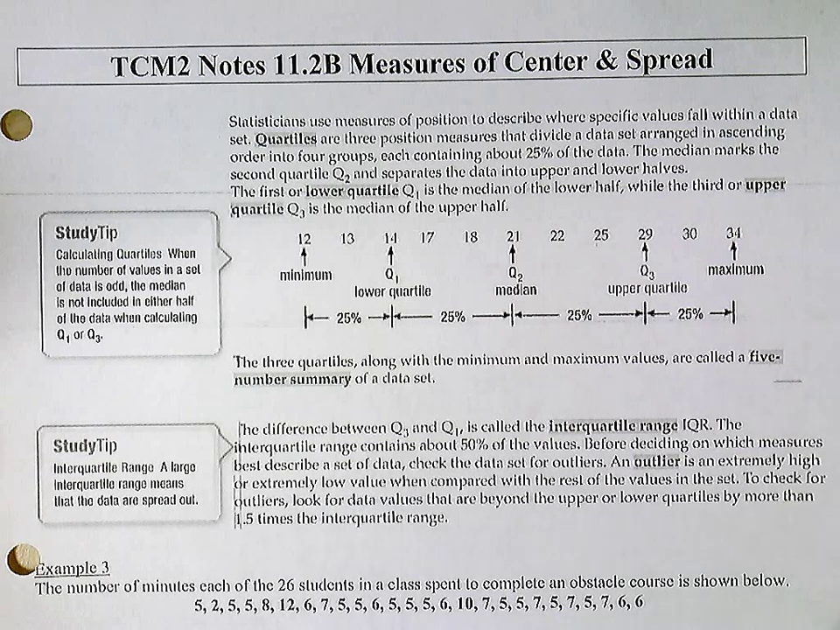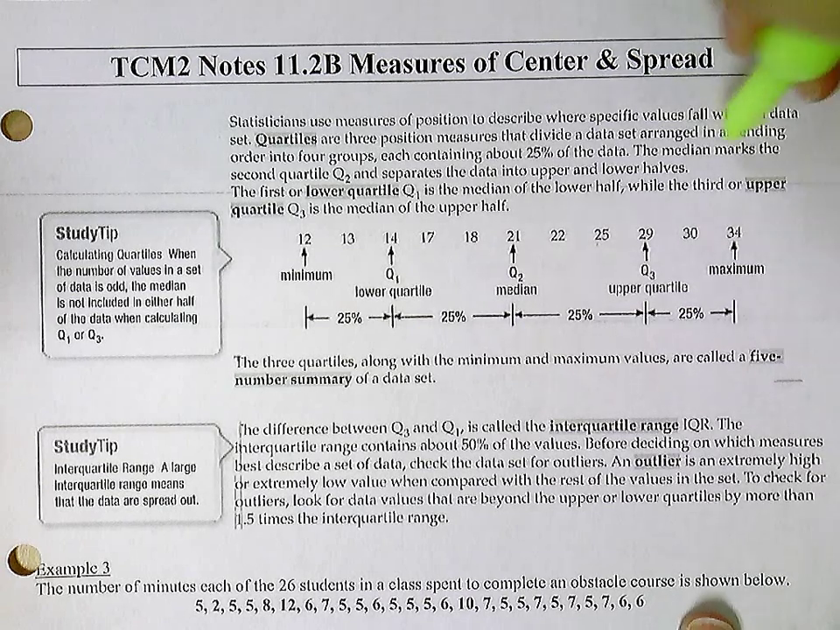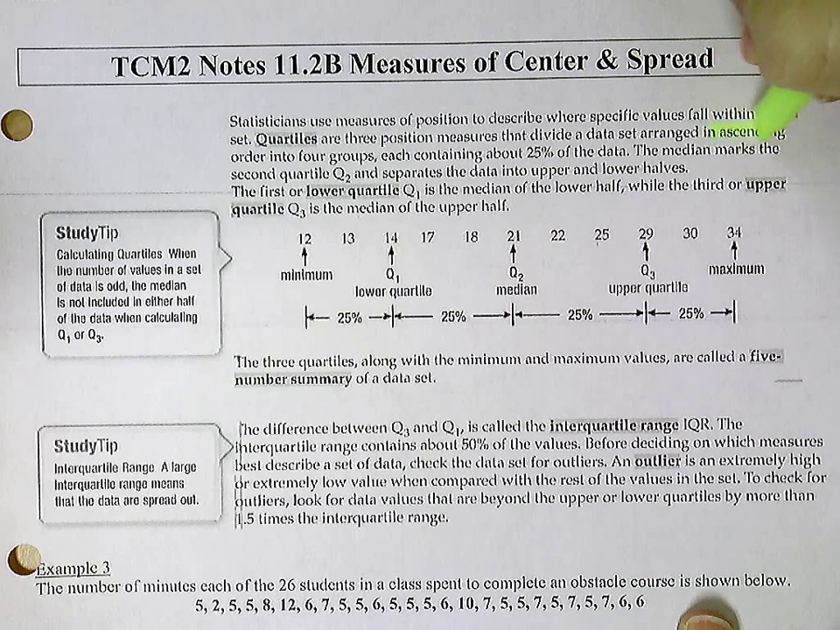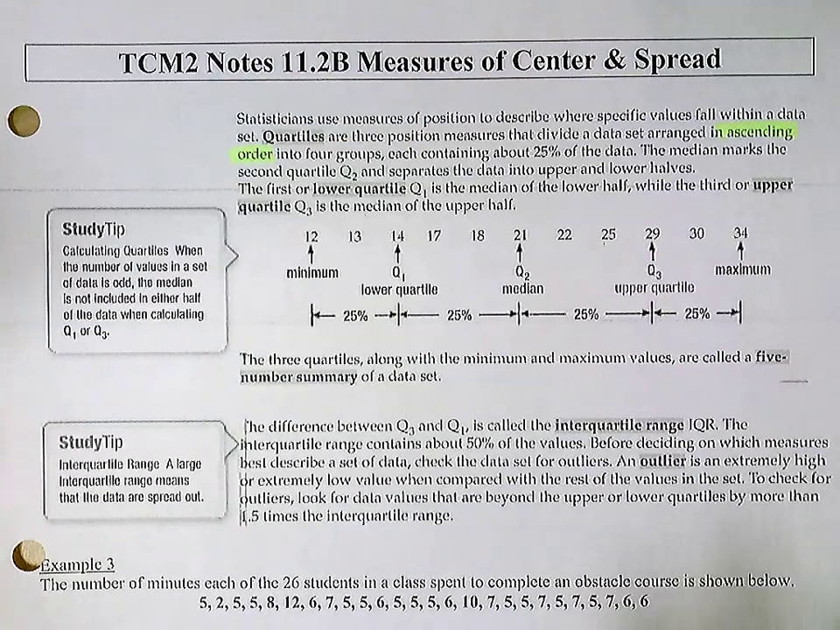Statisticians use measures of position to describe where specific values fall within a data set. Quartiles are 3 position measures that divide a data set arranged in ascending order into 4 groups. So if your data set is not in ascending order, you do need to put it in order from least to greatest. Each of these pieces contain about 25% of the data.